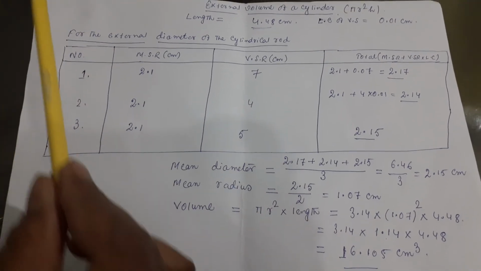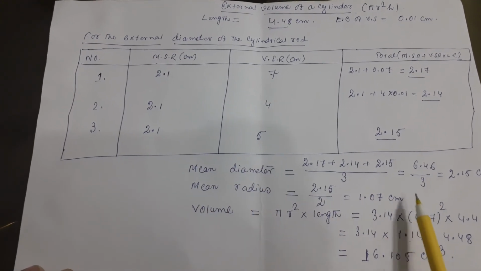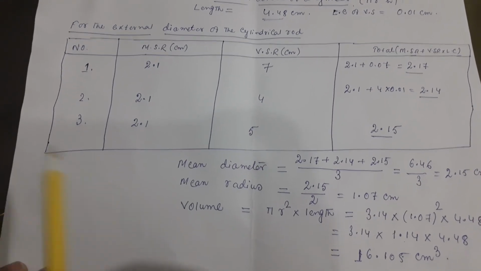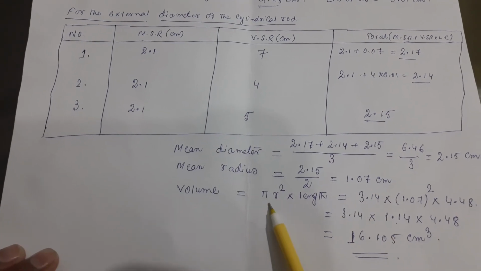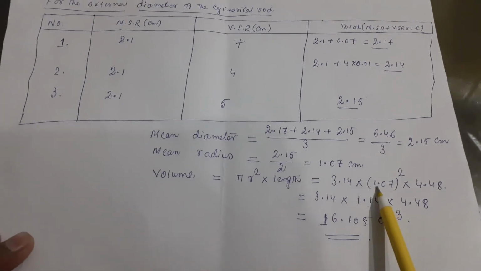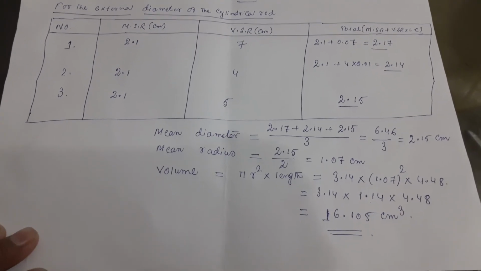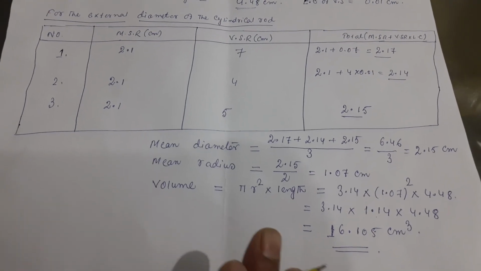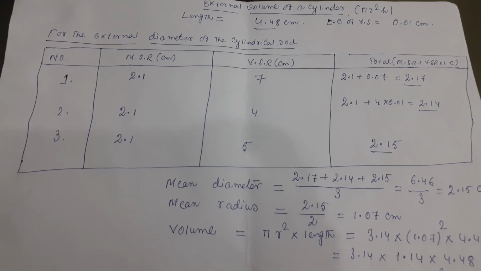From the experiment, actually with the help of vernier calipers. Then mean diameter, then mean radius, then volume, pi r square into length, pi r square h, pi r square l, whatever you take, that doesn't matter. Here 3.14, pi means 22 by 7. Then 1.07 whole square into the length, then the whole calculation comes to 16.105. So this practical you have to write in the copy, and this is practical number 7.